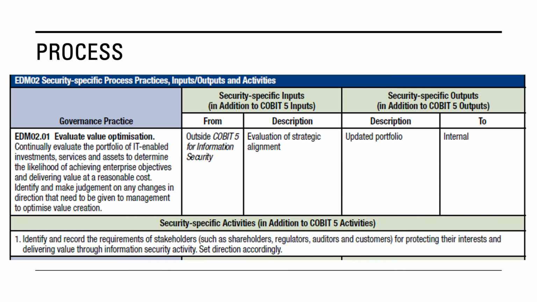Another example, evaluate value optimization as a governance practice. And so here, security-specific inputs and security-specific outputs are going to be related to that, and how does this connect to Cobit 5?